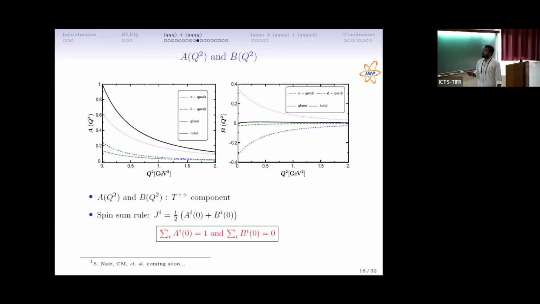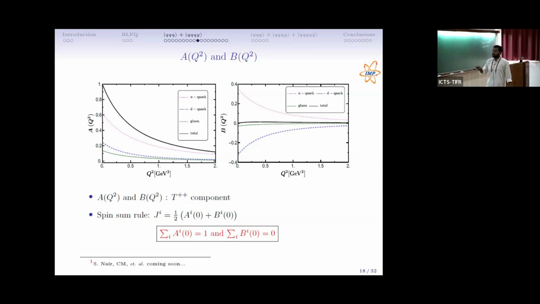This one is for the U quark, this is for the D quark, and the green is for the gluon. If we add them, we can see that the momentum sum rule is satisfied in this case. Then for the case of B, this is for the U quark, this is for D, and this is for the gluon. If we add them, the black line basically, the total at q square equal to 0, B is also 0. So this is our initial scale result, and we can also calculate the D term.